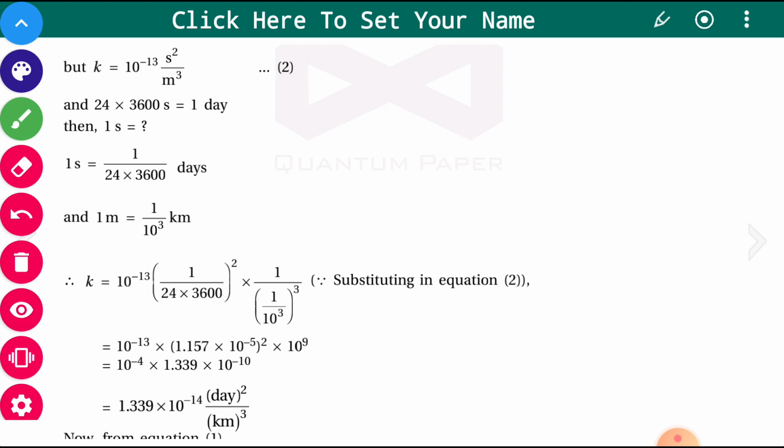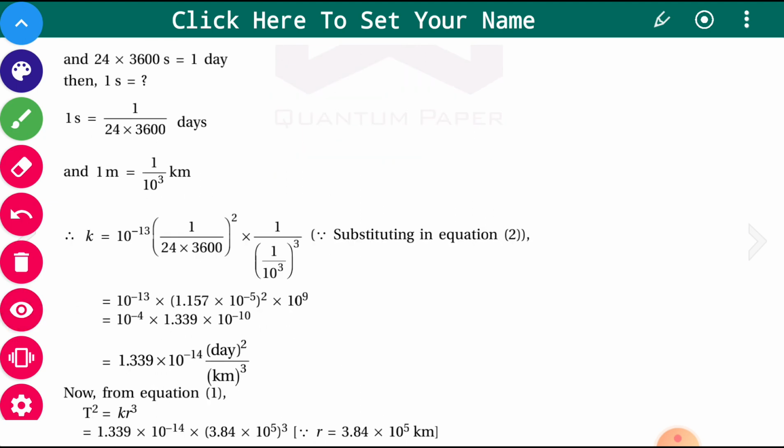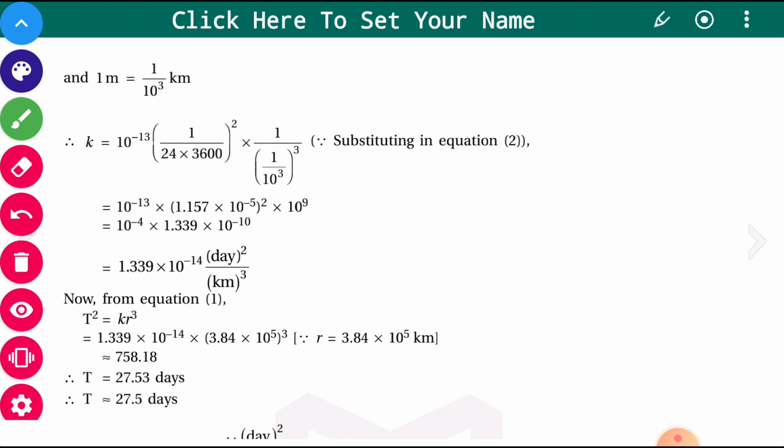Now we just want to simplify this. By using the calculator you can easily solve this. And we can say that this answer of k, 10 to the power minus 13 second square per meter cube, is converted into this particular number, that is 1.339 into 10 to the power minus 14 day square per kilometer cube.